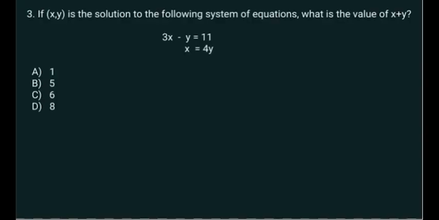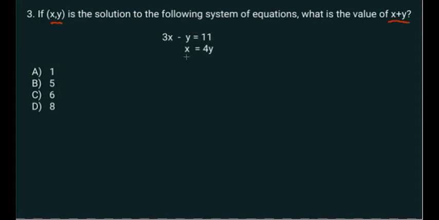Hello everyone, we're doing an SAT multiple choice question. We're on to question 3. If x, y is the solution to the following system of equations, what is the value of x plus y? Well, first of all, let's read the two equations. 3x minus y is equal to 11.